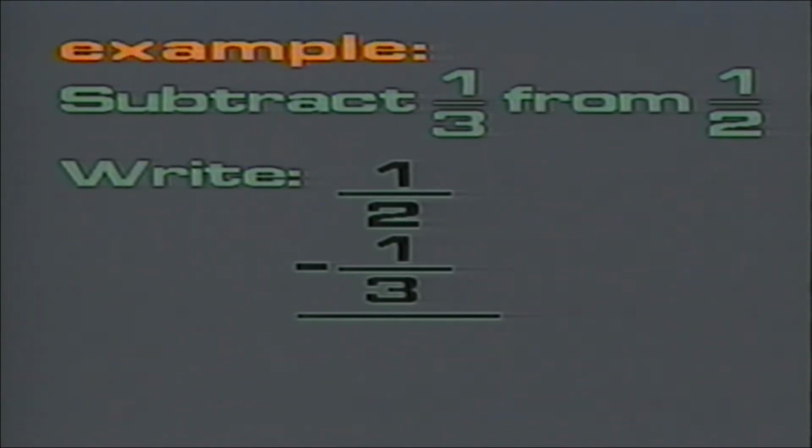We already know that the common denominator is 6, and that 1/2 equals 3/6. 1/3 equals 2/6. So 1/2 minus 1/3 equals 3/6 minus 2/6. That's 3 minus 2 over 6. The answer is 1/6.